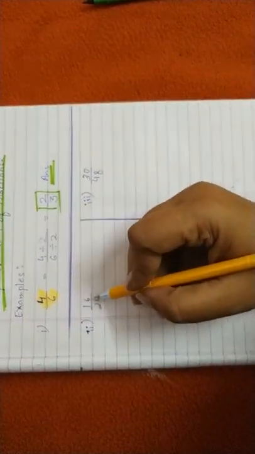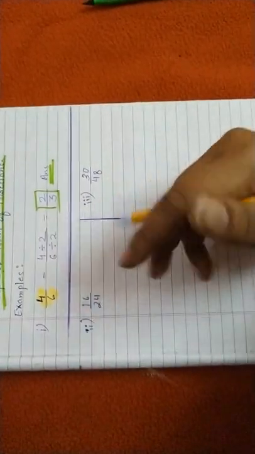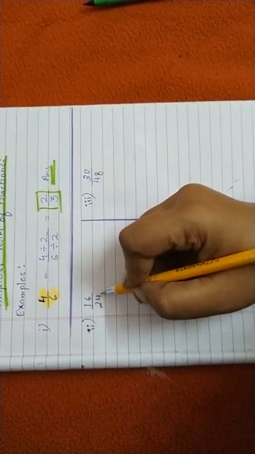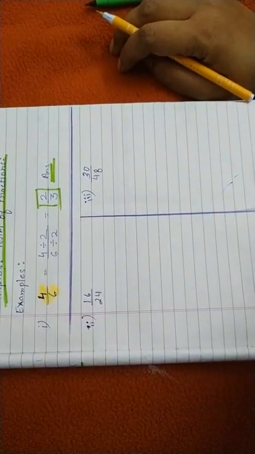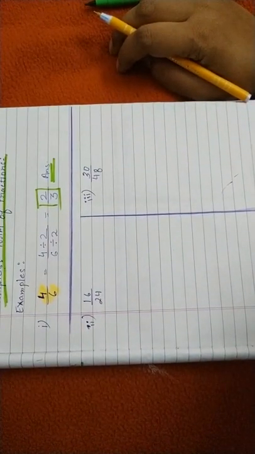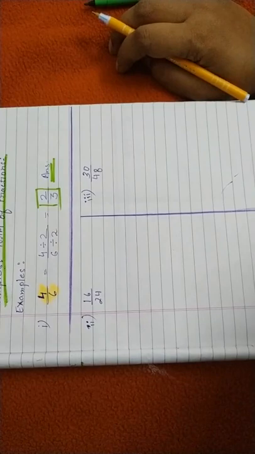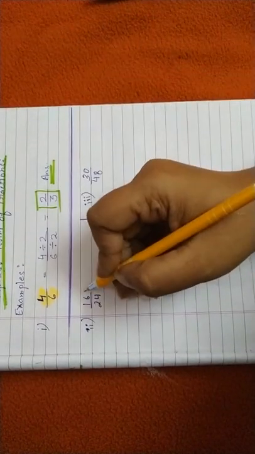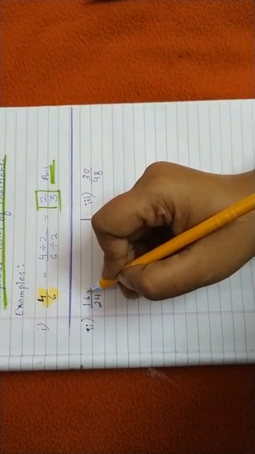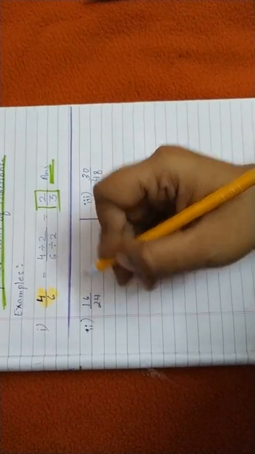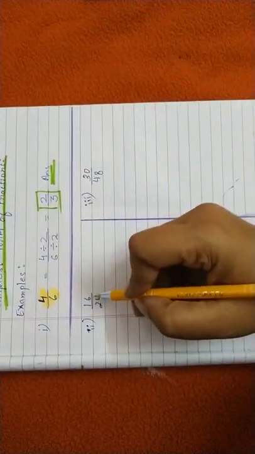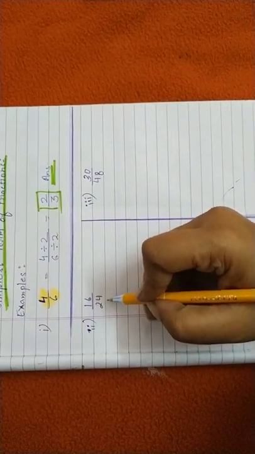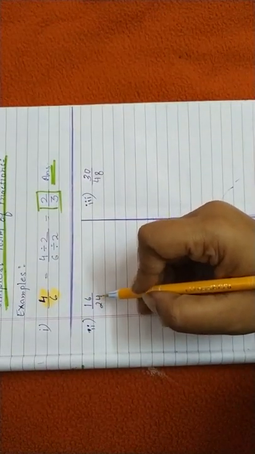Now see here, children, 16 upon 24. 16 is the numerator and 24 is the denominator. Here you have to choose a number that can divide both 16 and 24. We want one common number from which we can divide 16 and 24. And that number is 2 here again.